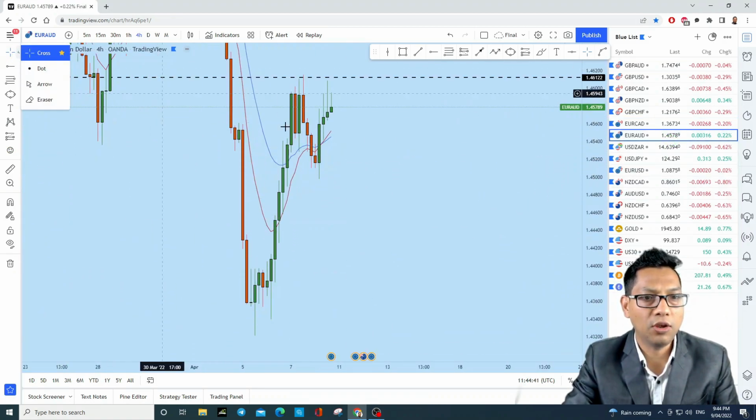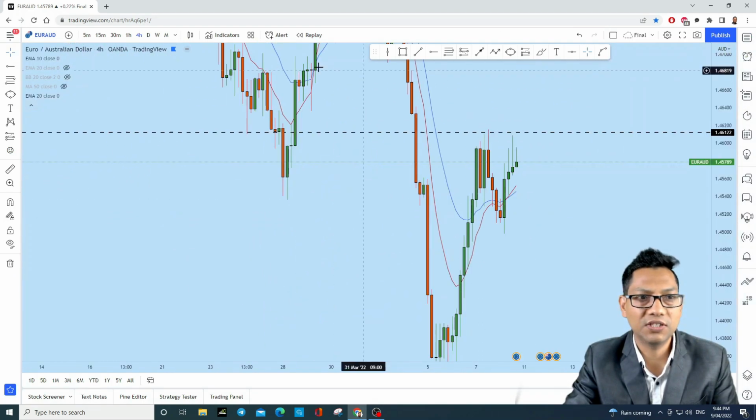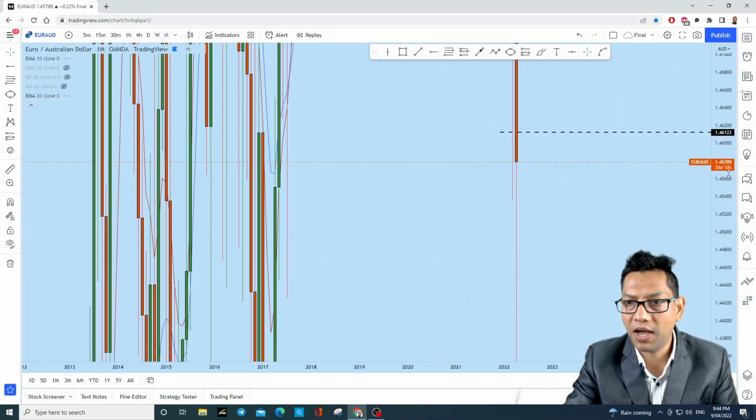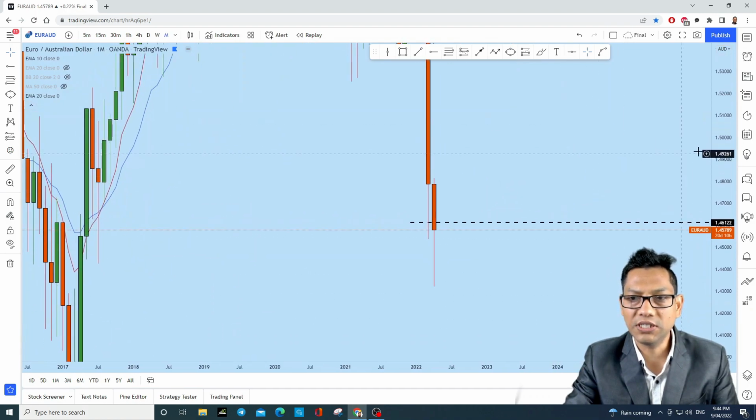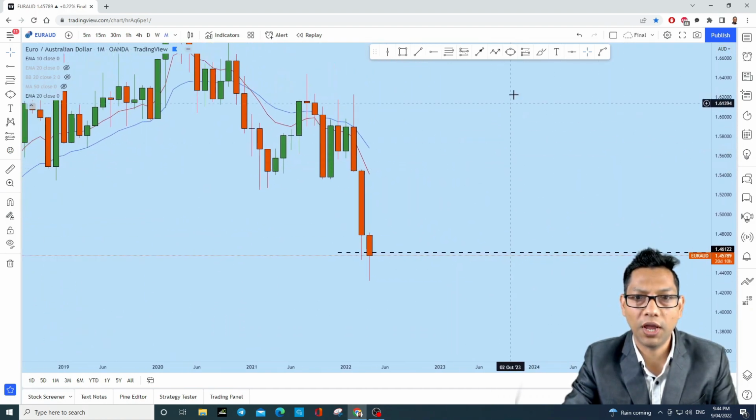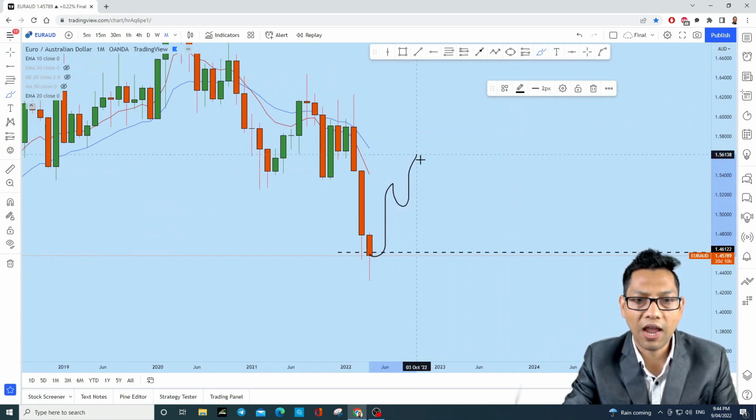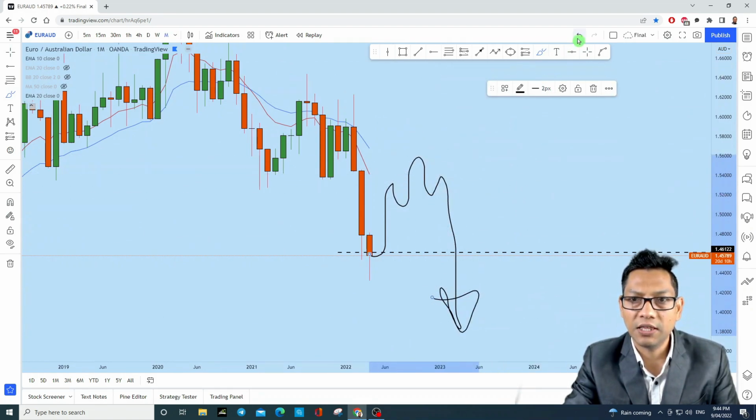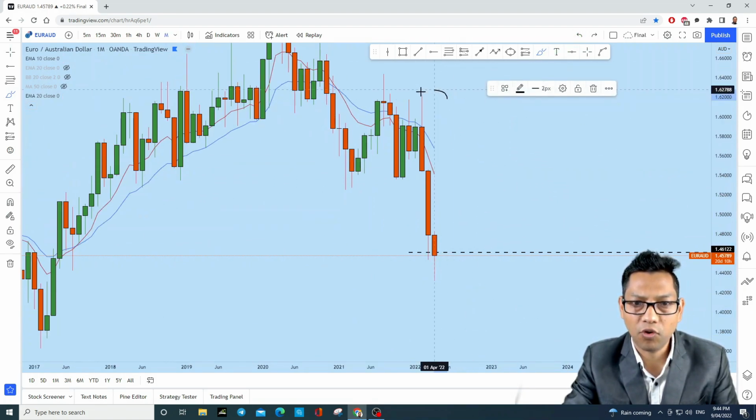Now EURAUD, let's begin with. Let's first of all see the bigger picture, monthly. Now you see this is the monthly time frame EURAUD. This one is also highly bearish. You see that the price, as expected, from here there has been a strong bearish engulfer.